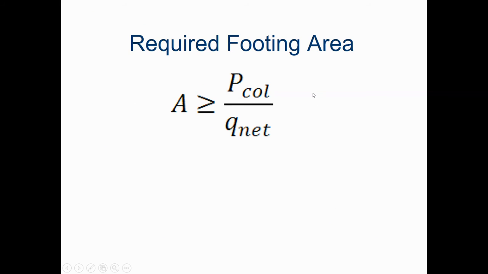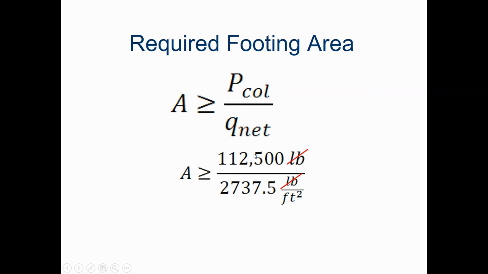So here's that area equation. Area of the footing must be greater than or equal to the load of the column divided by the allowable soil bearing pressure. So when I do that, I have 112,500 pounds divided by my allowable bearing pressure of 2,737.5 pounds per square foot. When I do that, I find out that my area must be at least 41.1 square feet.